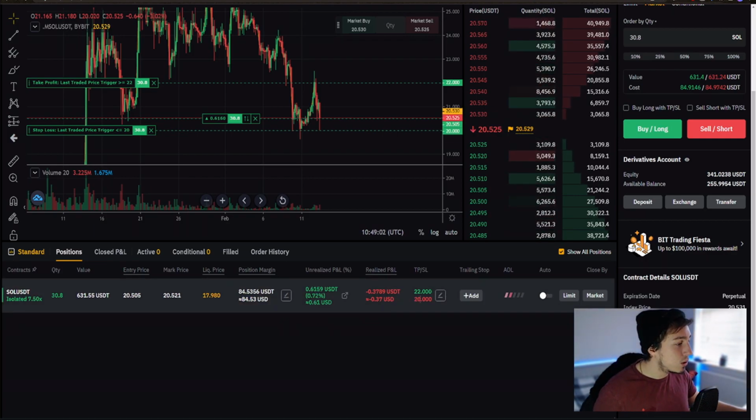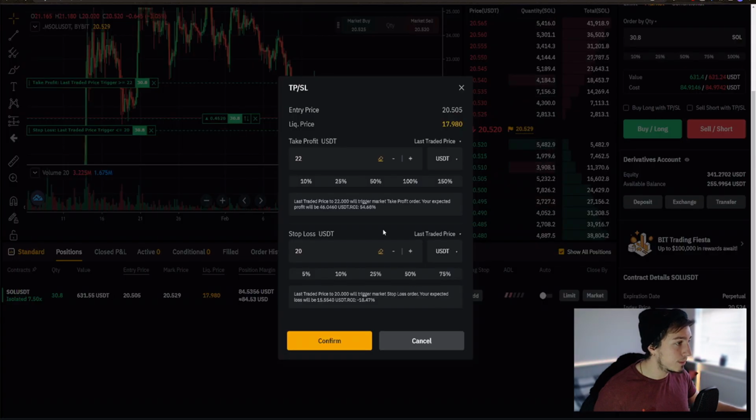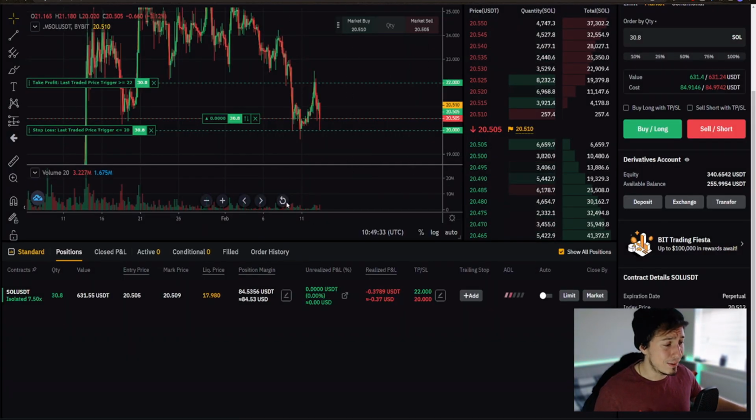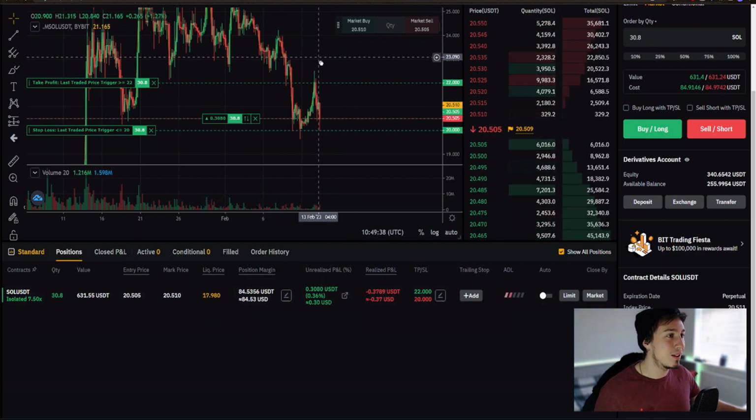But what this take profit and stop loss entails on this particular trade is that we can see here, look, if the trading price went up to $22, my expected profit would be 46 USDT with this particular level of leverage. So the stop loss protects us from losing our entire capital or equity on the trade. And we can see here, last traded price to $20 will trigger a market stop loss order. Your expected loss will be $15, which is an 18% loss, which is quite significant, by the way, guys, instead of losing your entire $84.5. So there's something to look out for.